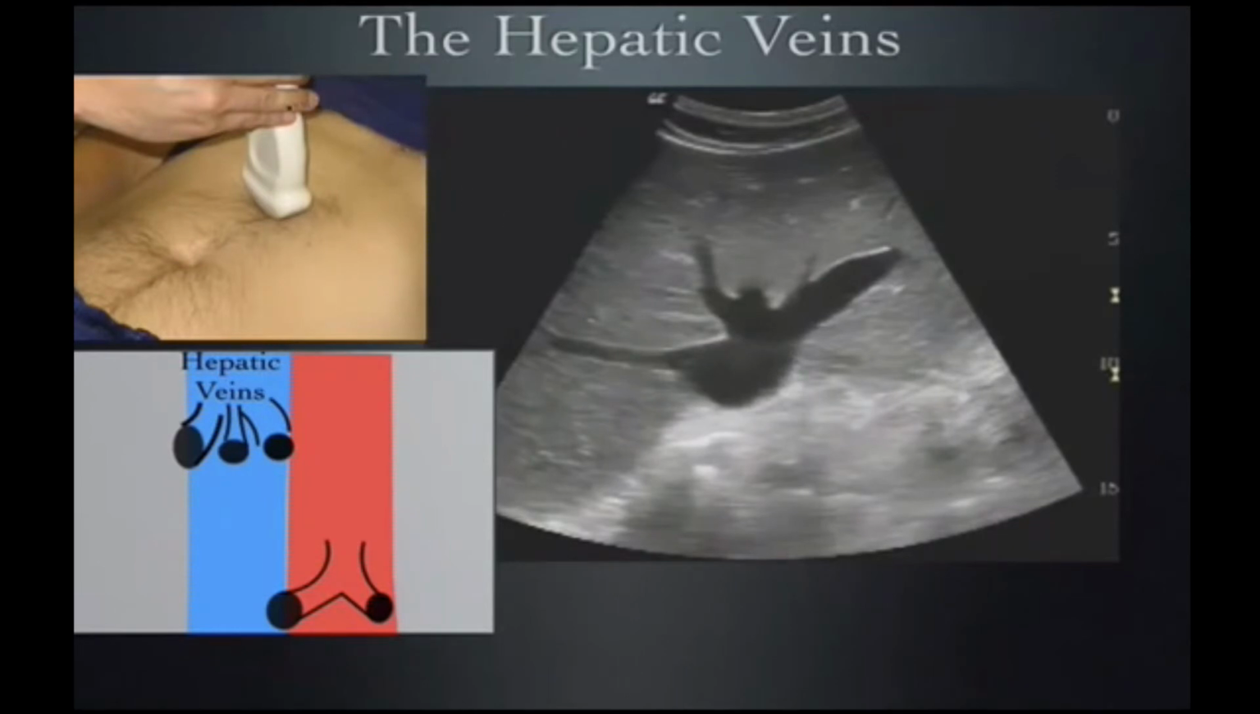As you continue to fan this probe back to look up under the costal margin, you'll start to see the hepatic veins all converge onto the IVC. This is going to be the left hepatic vein. This is the middle hepatic vein traveling through the median longitudinal fissure. And here's the right hepatic vein.